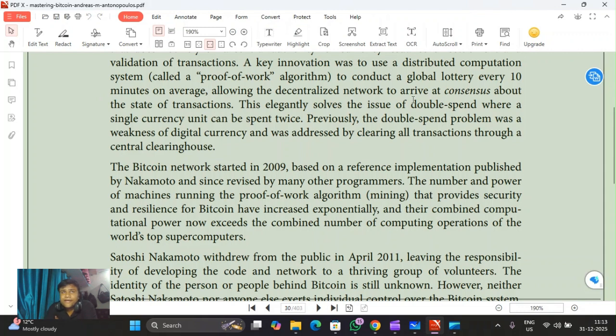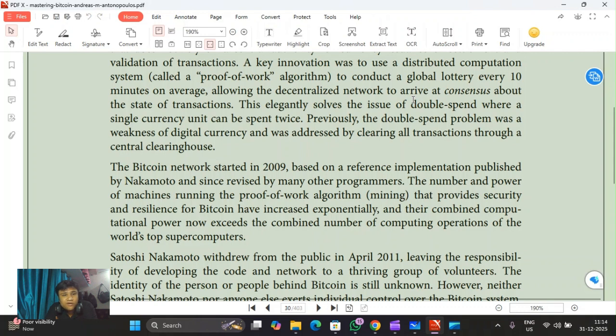Decentralized means that there is no control by a single entity or group of people. Instead, the Bitcoin network is run by a smaller group of people who manage their nodes on their computers, PCs and GPUs for maintaining and running the network. This solves the issue of double spend, where a single currency unit can be spent twice.